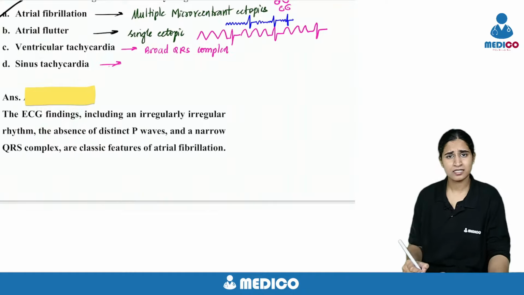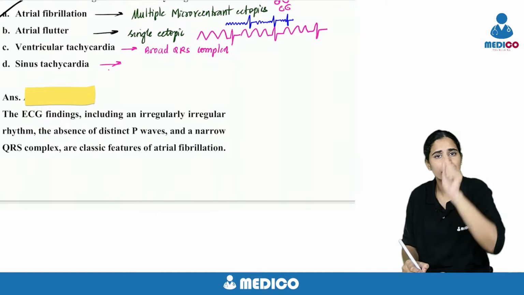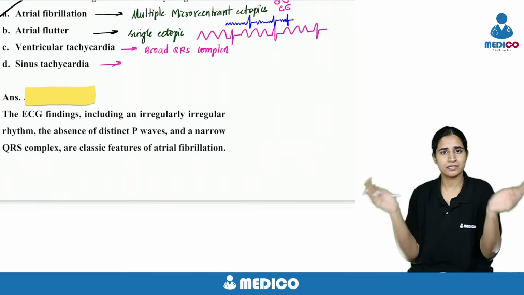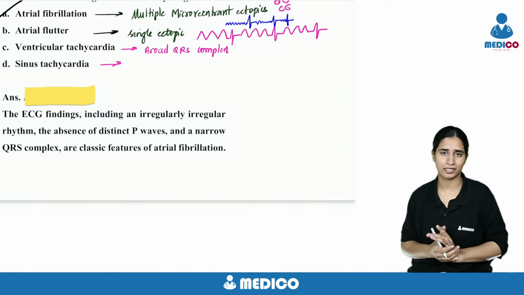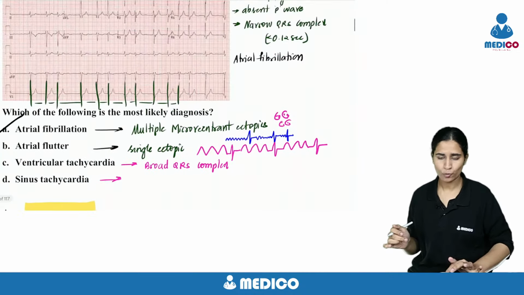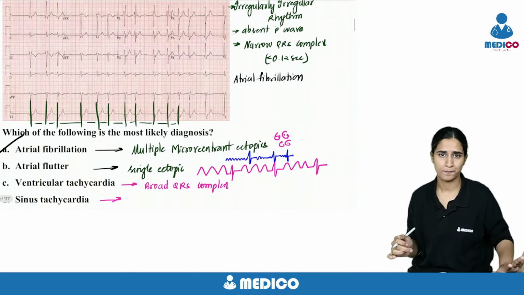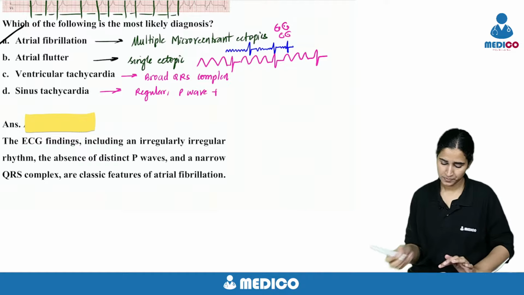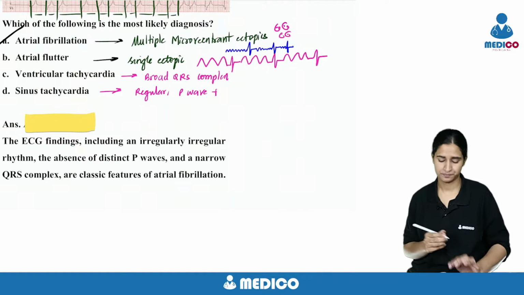And if it's a sinus tachycardia, there is a beautiful P wave, beautiful QRS, beautiful T wave. Everything will be there, but there is tachycardia, an increased rate, in sinus tachycardia. But in that ECG, there are no P waves, so it's not sinus tachycardia. You got me? And this is regular. So the answer is atrial fibrillation.